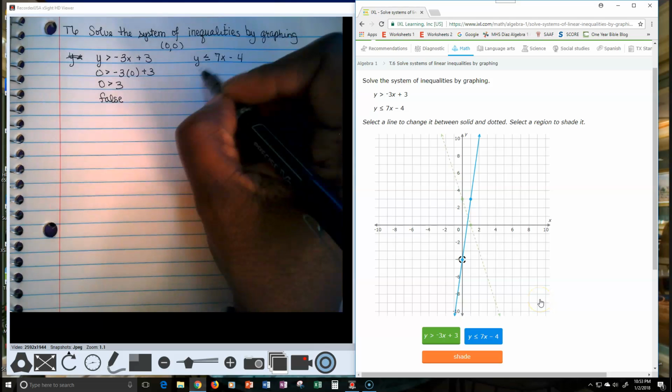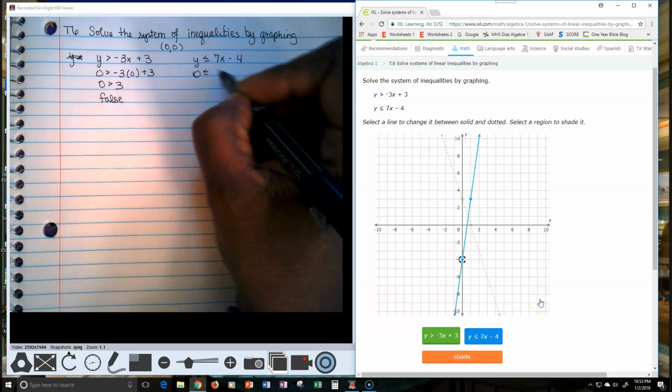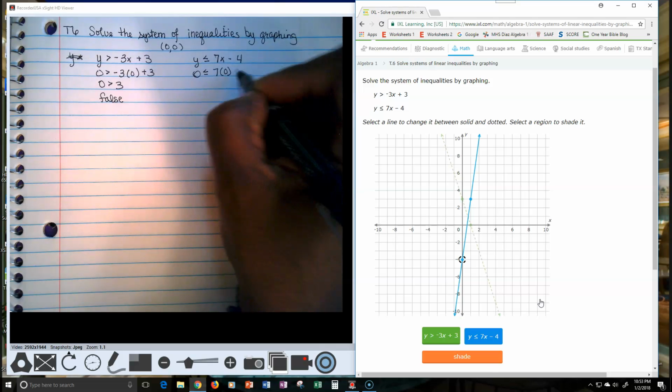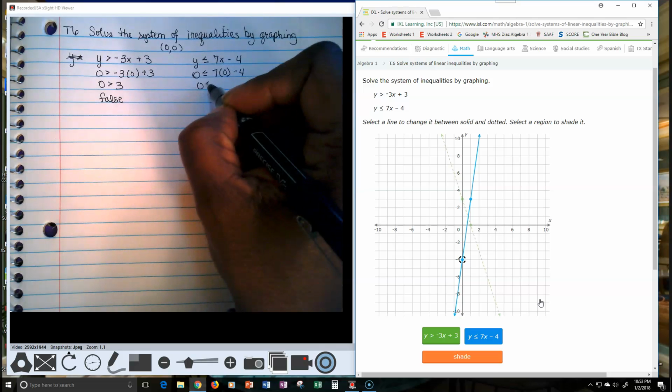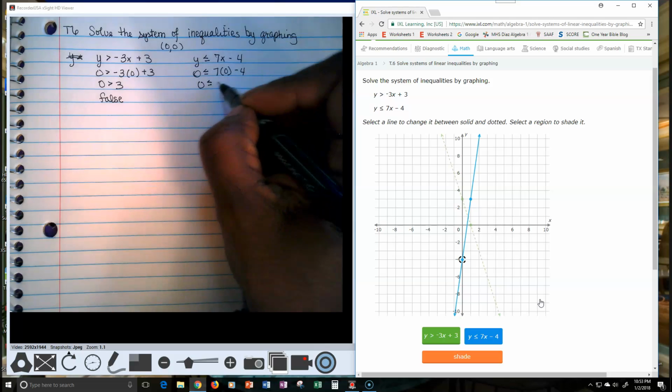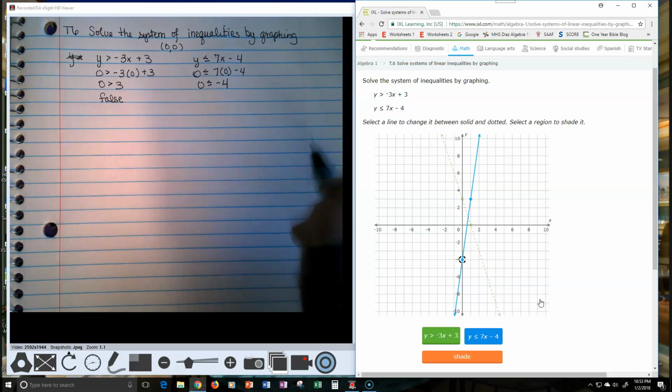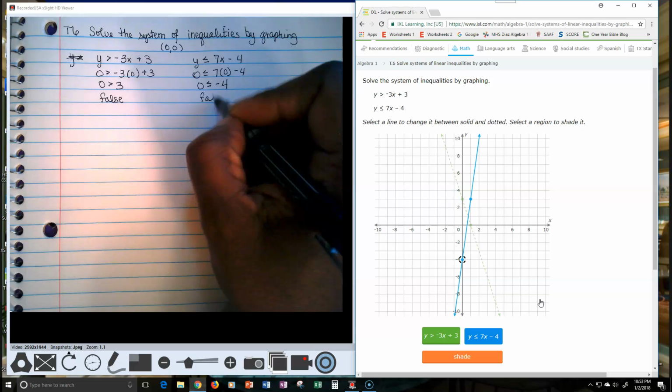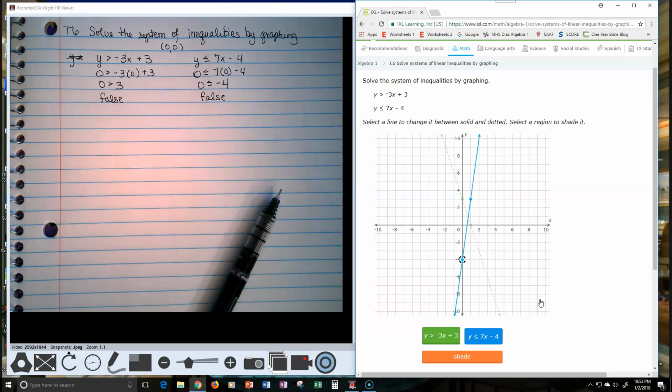So let's test here. 0 less than or equal to 7 times 0 minus 4. So 0 is less than or equal to negative 4. Well, that's false as well. 0 is greater than, so we're not going to include the portion that has 0, 0 in it. So we're going to shade on the opposite side.